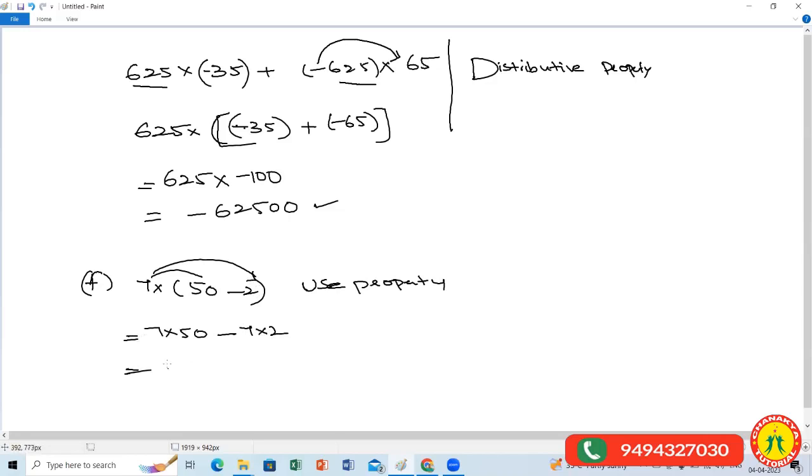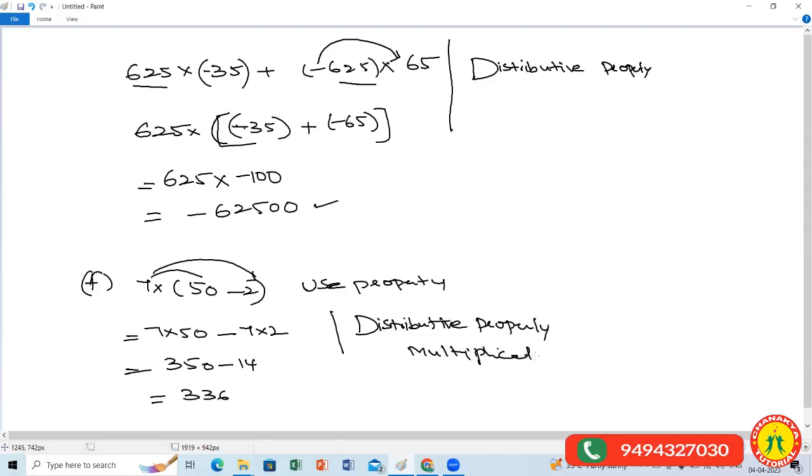Next, come on. Ma'am, 350 minus 14. What is the value here? Ma'am, I think 336. Absolutely correct. Now, which property we used? Ma'am, distributive property. Very good. Distributive property, multiplication over subtraction. If you want, write the full name: multiplication over subtraction. That's all, children.